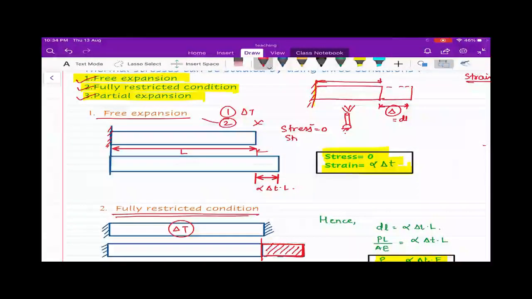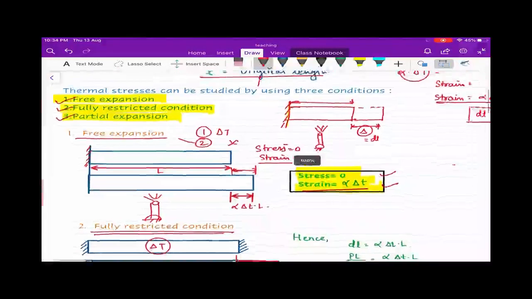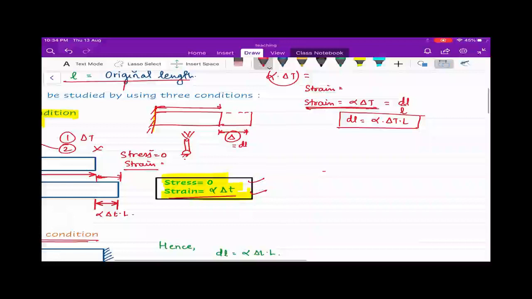What about strain? To have strain, there must be a change in length. Whenever we heat a bar or a rod, it will expand, and if there is a change in length or expansion, we can calculate the strain value. So in the free expansion condition, stress will be 0 and strain will be there, and in this case the strain will be given by alpha delta T, which we have already discussed.